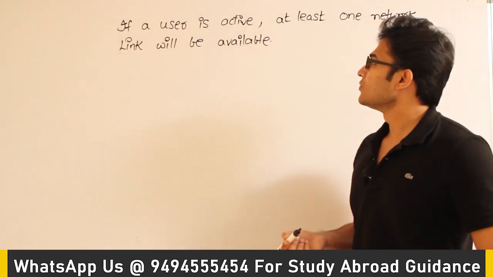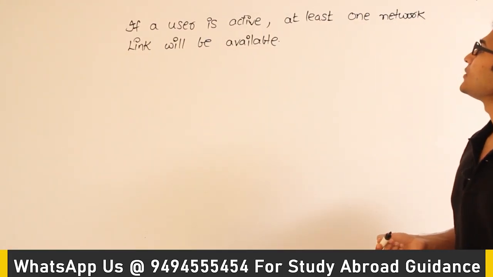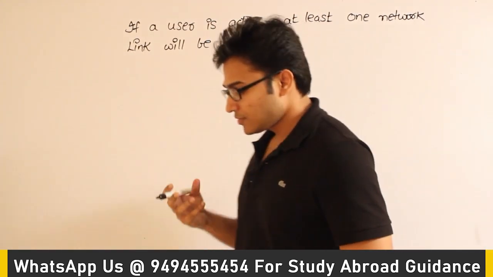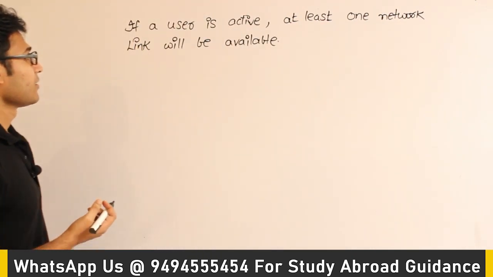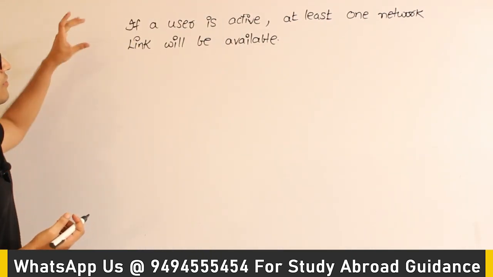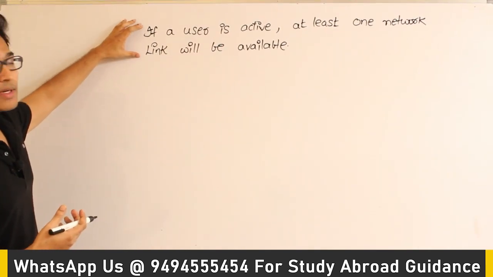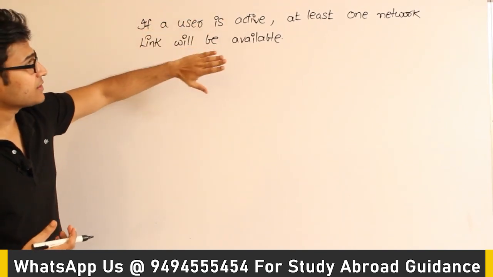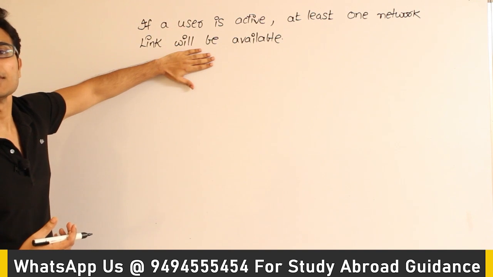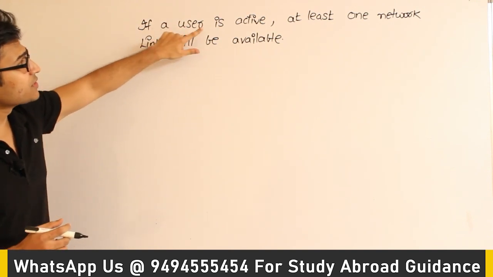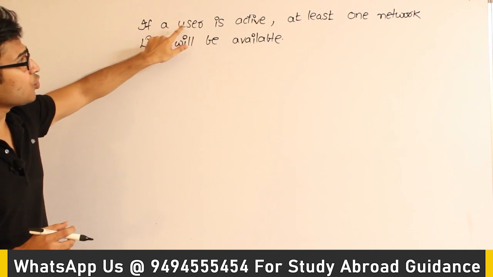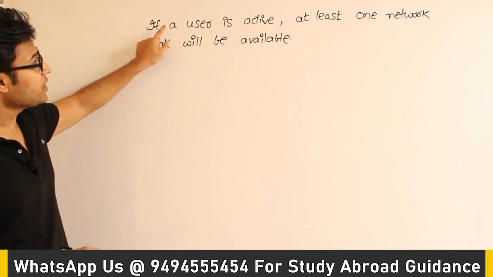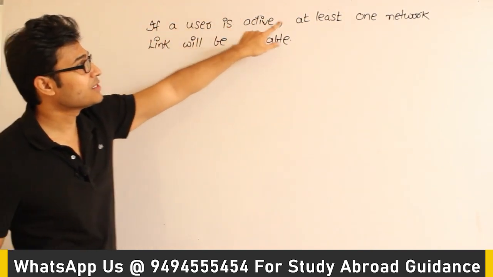Let's see this one. If a user is active, at least one network link will be available. Now whenever you see such a statement, one thing you should analyze is when that statement should be true. They are saying that if the user is active, then at least one network should be available. Now you should ask, what if the user is inactive? So if no user is active, then this statement should remain true. Only when the user is active do we have to go and check this.